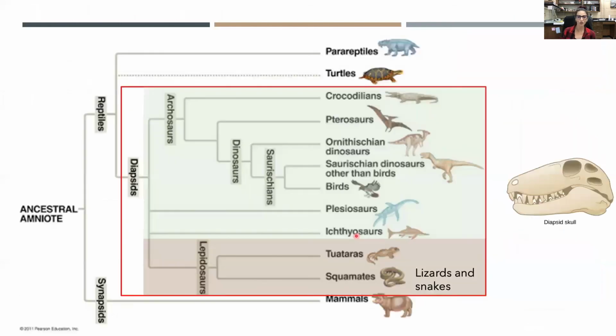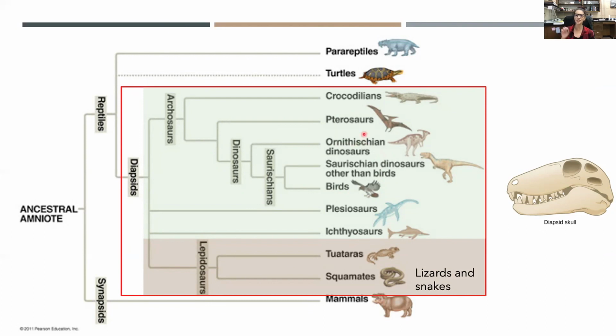So let's break this down, focusing in just on the diapsids. We have 2 groups that stemmed off within the diapsids. We have the Archosauromorpha and the Lepidosauromorpha, our archosaurs and our lepidosaurs. The lepidosaurs include modern lizards and snakes, which we call squamates. It also includes our tuataras. And we'll talk about what each of those are in the coming slides. And our archosaurs include modern crocodiles, as well as our pterosaurs, our Ornithischian dinosaurs, our Saurischian dinosaurs, and our birds.